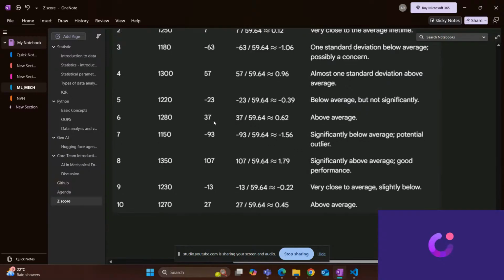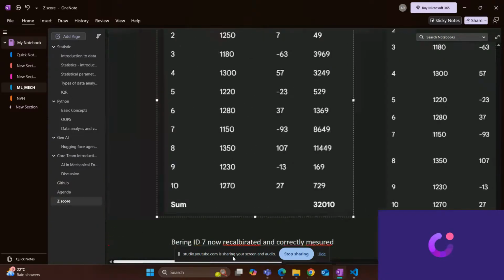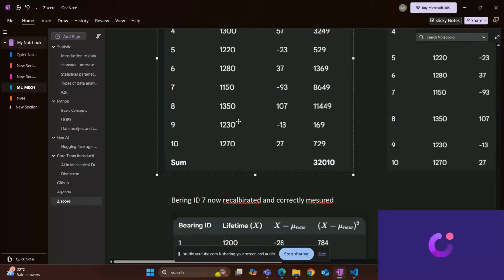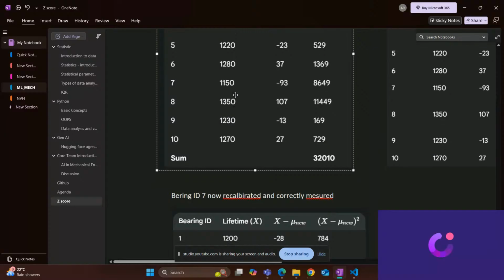Similarly, now you can see what the inferences are from different z score values. Let us say I am changing one particular bearing, number ID 7. Say the sensor has not captured the life cycle properly, or the data is not proper. We are trying to recalibrate the sensor and calculate the life cycle again, and now it is coming as 1000 instead of 1001.